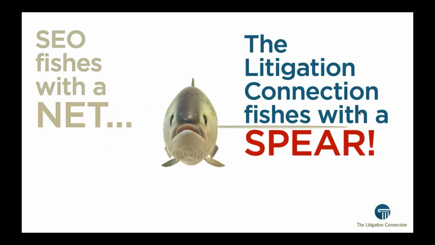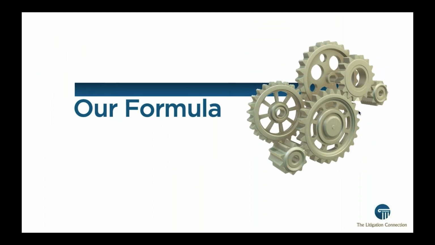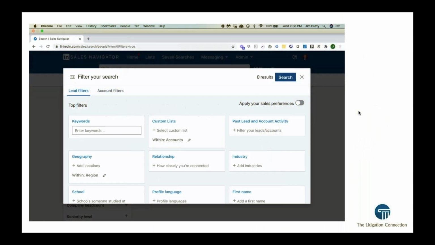We use a spear. And when we say a spear, we're very focused on who your customers are and going after them in a very calibrated, very concise way. Now, in terms of our formula, we use Nimble, and Nimble is a great tool. But in order to initially start our process, we use LinkedIn and LinkedIn Sales Navigator.